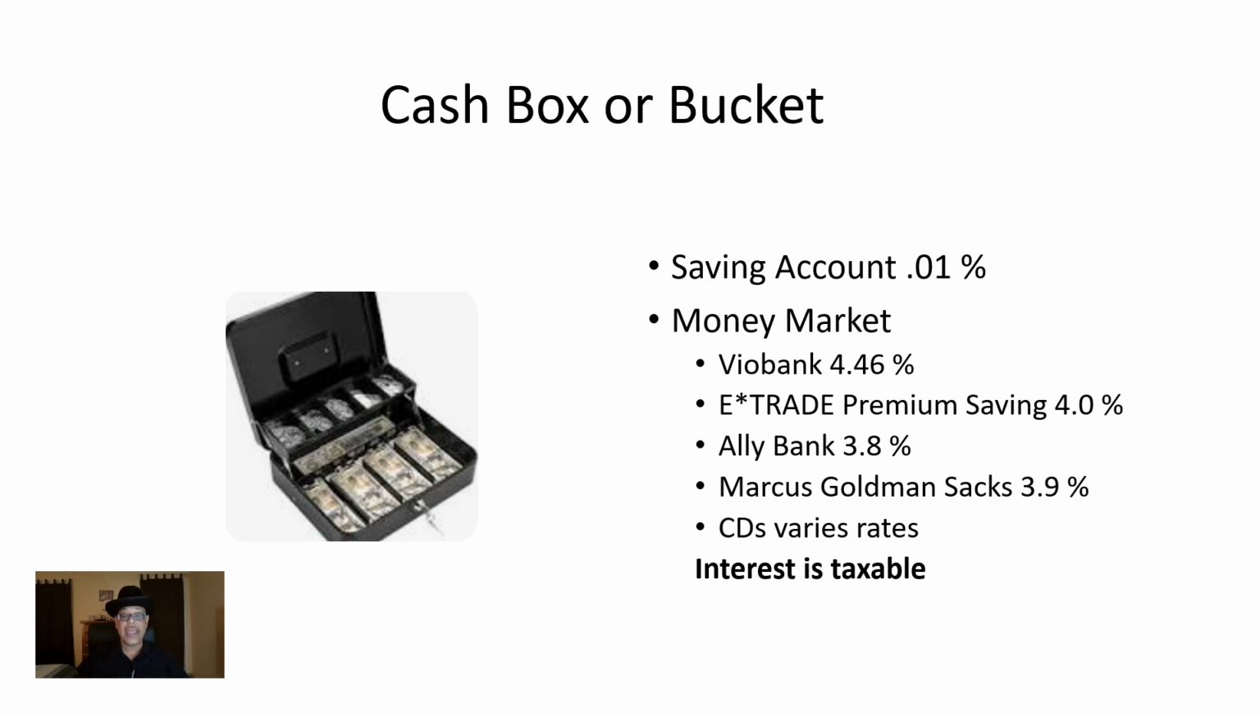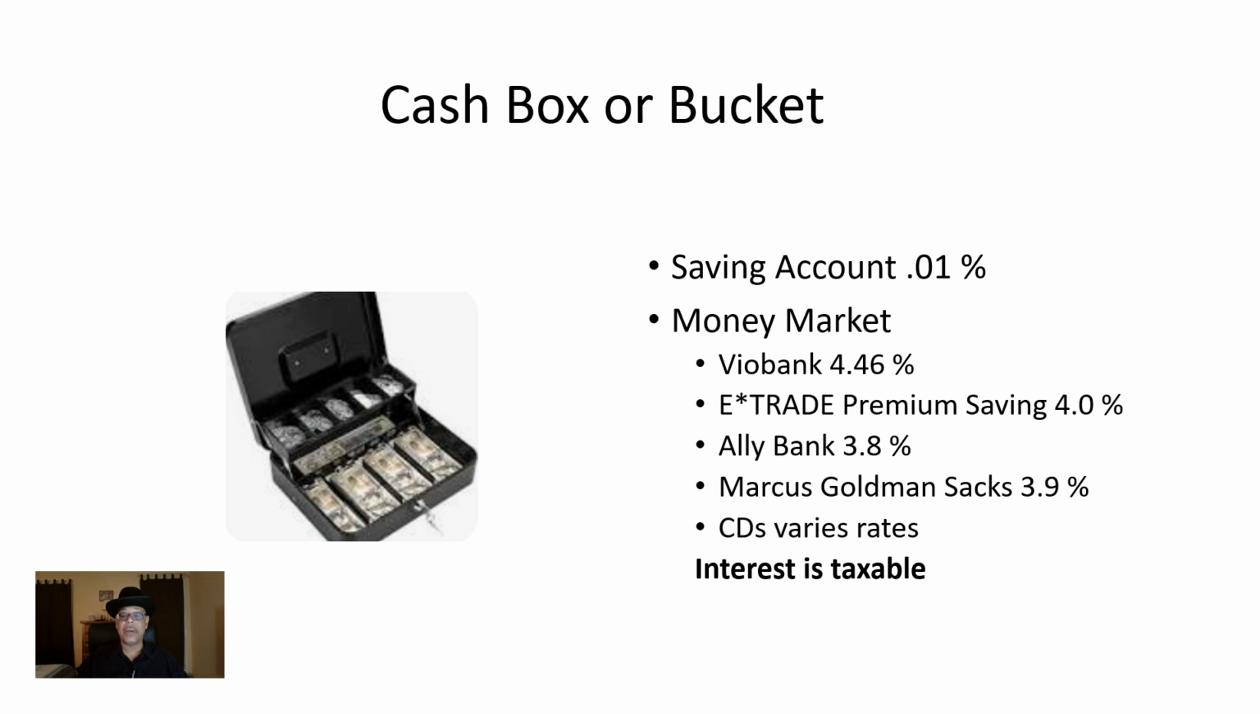So what I have here is a cash box, or your cash bucket. This is where you're going to put money that you're going to need in the short term. Most of us have a savings account with our bank just in case we need to cover a check or have some money on hand to get from the ATM. It's paying about 0.01% typically.